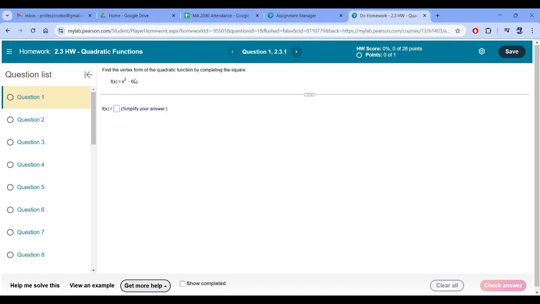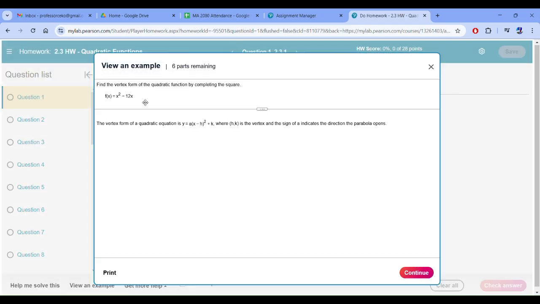Okay. To complete the square, I need a term to be here. So the question is, what would this need to be in order to be perfect? What you would do is take your b term, divide it by 2, and then square it. So I'm going to go to view an example because it's going to show us.